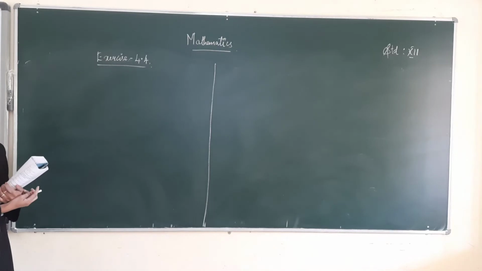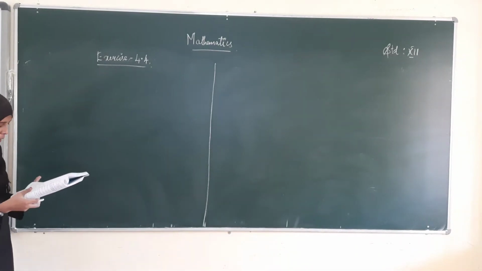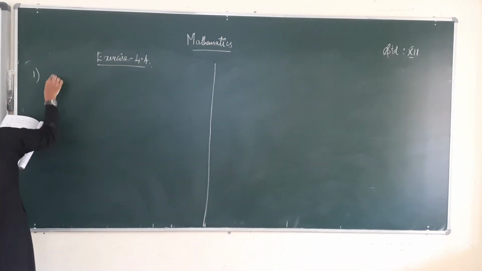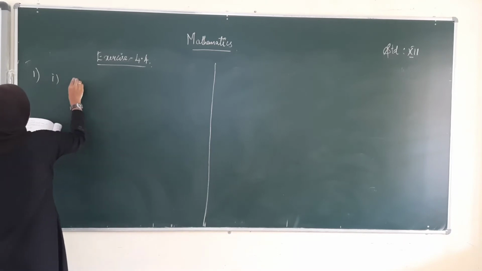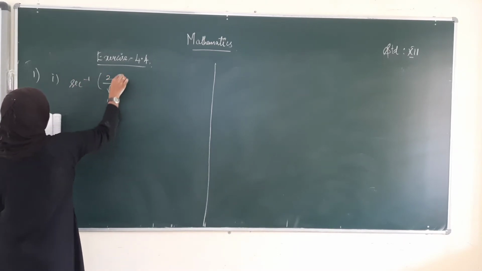So in today's class we are going to solve the sums in exercise 4.4. Okay, see the first sum. Find the principal value of, they have given 3 subdivisions. We have to find the principal value of secant inverse of 2 divided by root 3.